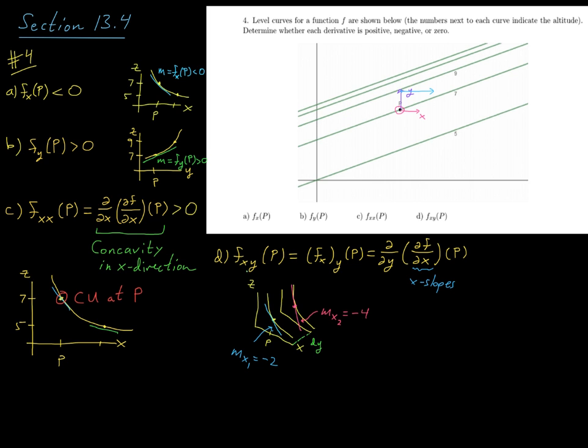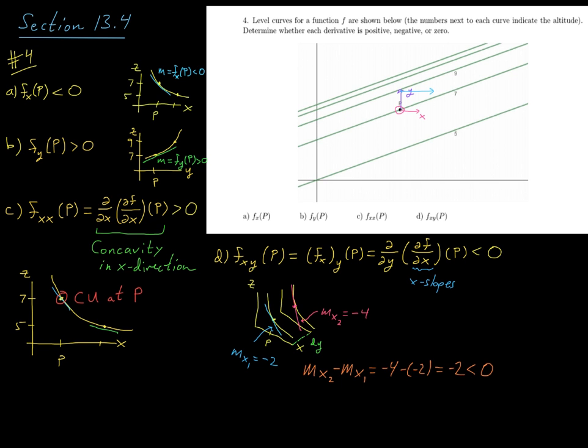Okay, so what does the xy derivative really measure? It measures the change in these slopes, the rate at which this x slope is changing. So we would say something like mx2 minus mx1. Since -4 minus -2 is a negative number, that tells us the xy derivative, which measures the rate at which this slope is changing, is itself negative.